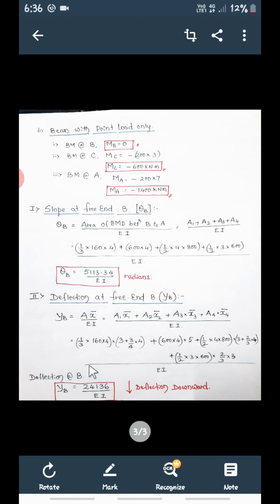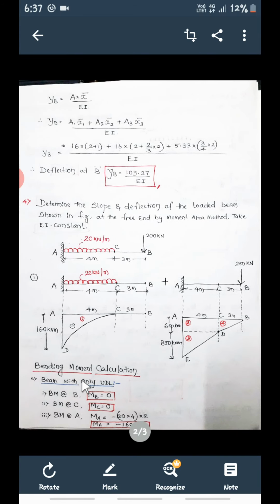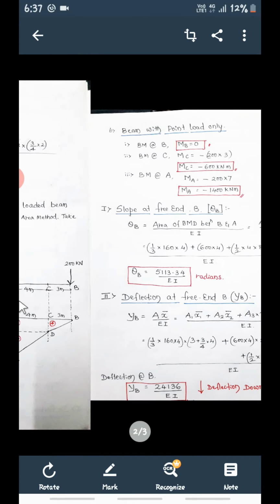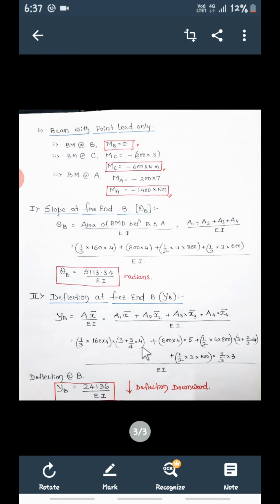If you calculate this, then the deflection will be 24136 divided by EI. This is downward. Why is it downward? See how this beam is going to bend because of these two loads. It will deflect like this, so the deflection will be downward. So this is slope at B, and this is deflection at B.